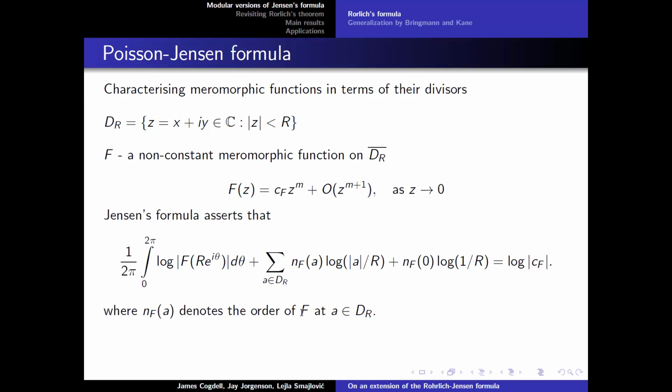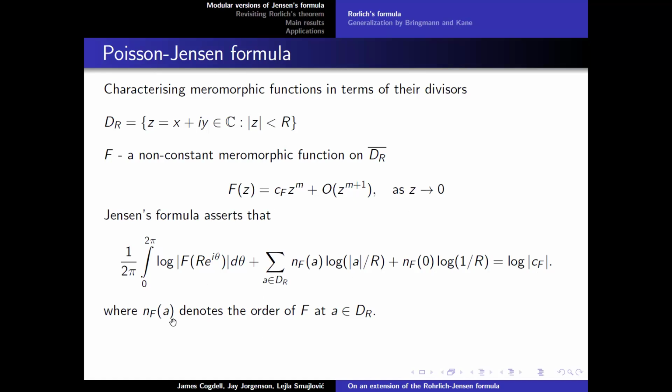The way I wrote it on this slide is that the integral of the logarithm of the absolute value of f evaluated on the circle, which is the boundary of this disk, plus the sum over all divisors of the function f of the logarithms of the absolute value of a divided by r, plus the order of f at 0 times log 1 over r, equals the logarithm of the absolute value of this lead term in the expansion as z tends to 0.